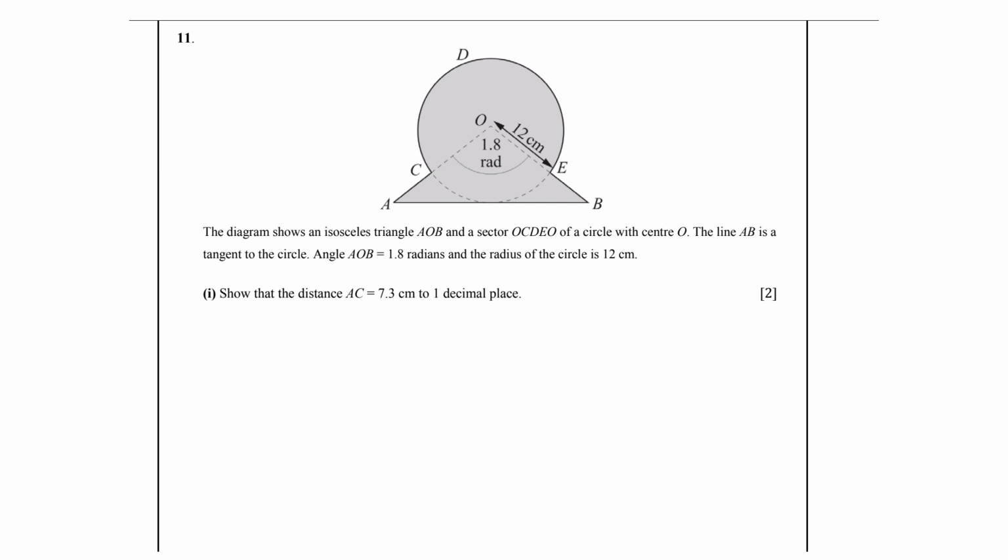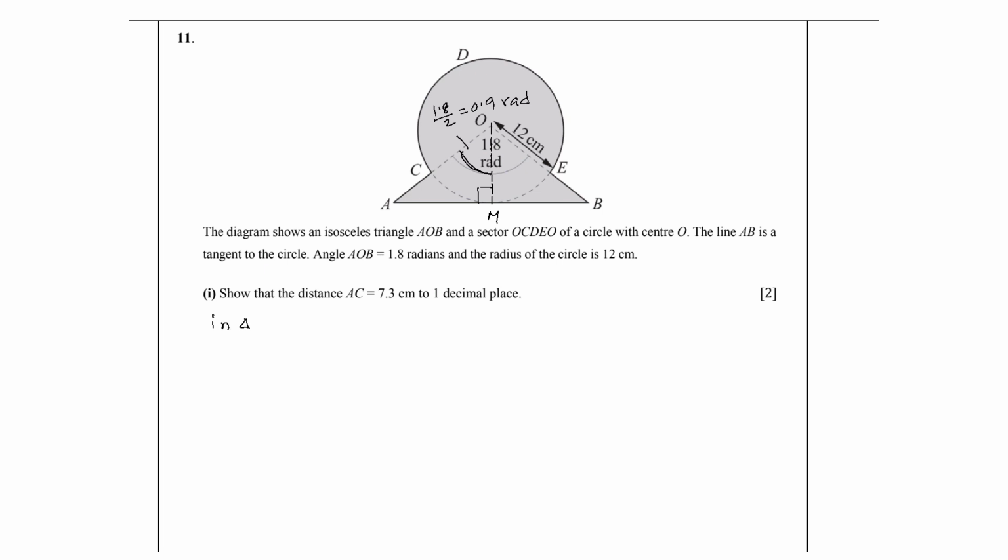In the first part of this question, we have to show that the distance AC is 7.3 centimeter up to 1 decimal place. Now, let's draw a perpendicular line from O to line AB. And let's call this line OM. Now, this line divides the triangle AOB in equal 2 halves. So, angle AOM is 1.8 divided by 2 is 0.9 radians.